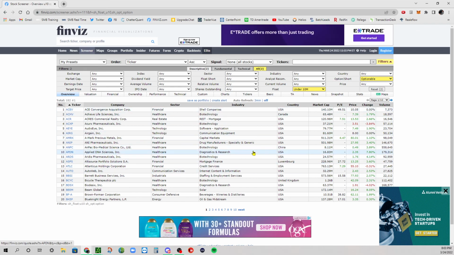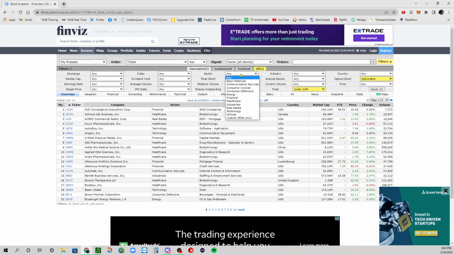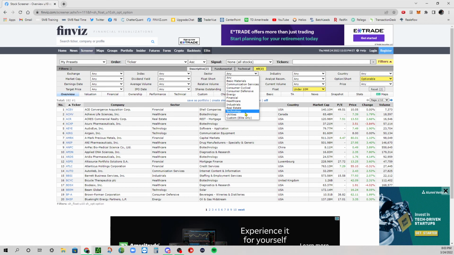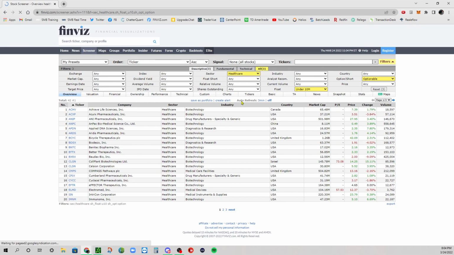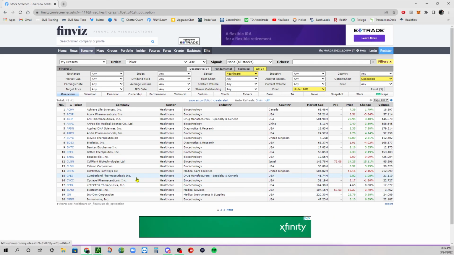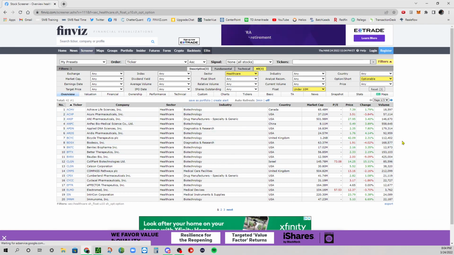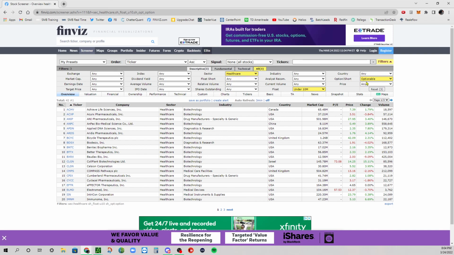Let's say, what's a hot sector right now? Let's just do healthcare. Healthcare is hot with COVID still kind of around. Okay, let's just do healthcare. Boom. There you go. So now if you want to find healthcare sectors, if coronavirus shuts down everything again, just go right here. Healthcare sector, under 10 million, optionable.